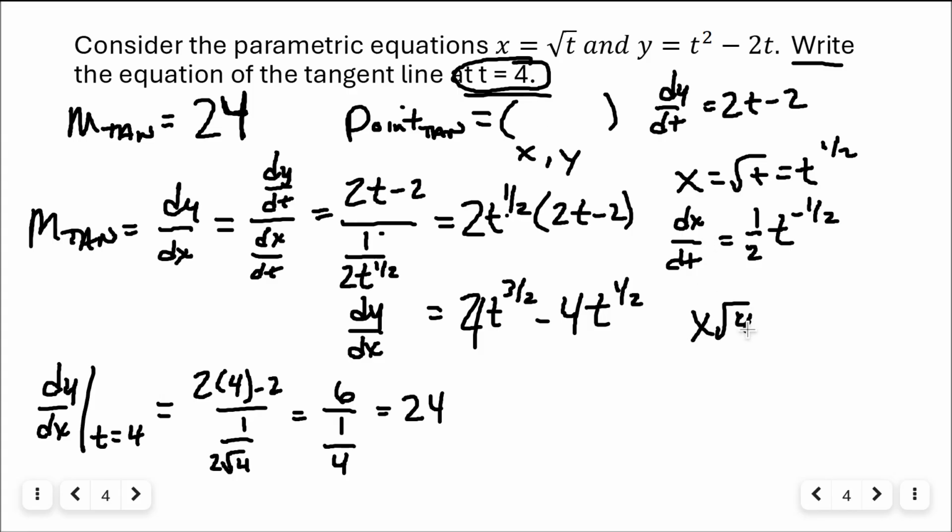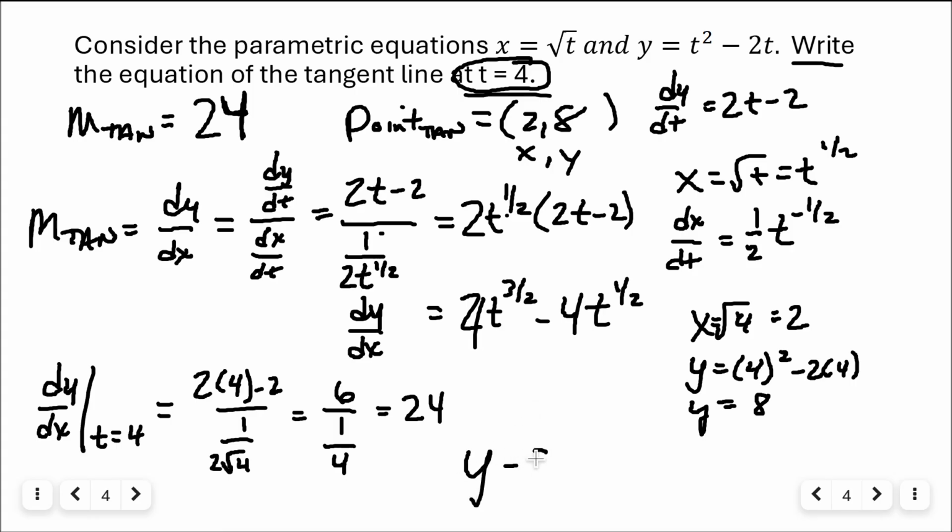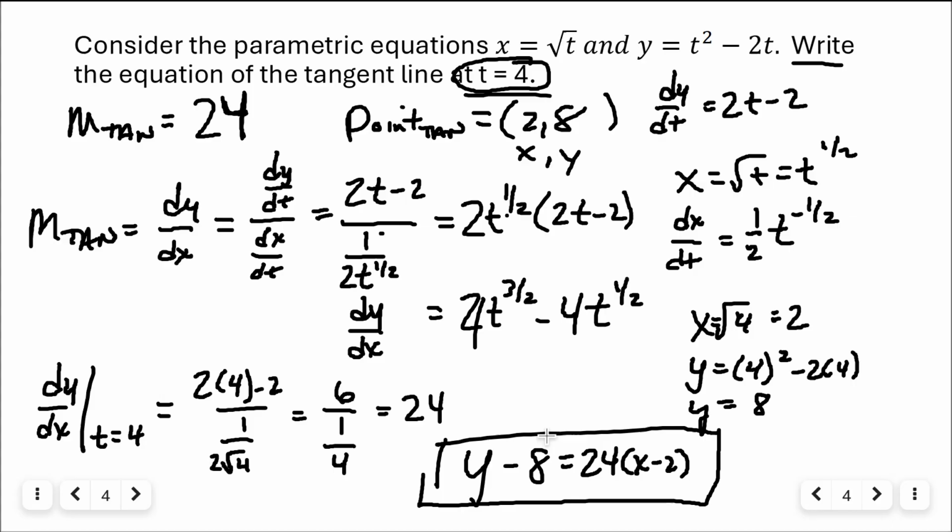So x is the square root of 4, so that's 2. And y is 4 squared minus 2 times 4. So that's 16 minus 8, which is 8. So there's my point. Now I've got a slope and a point, and I can write my equation in point slope form. So y minus 8 equals 24 times x minus 2. And that's the answer. Okay, so we're doing the same calculus that you've been doing, except we just added a third variable in, and it kind of changes things around a little bit.